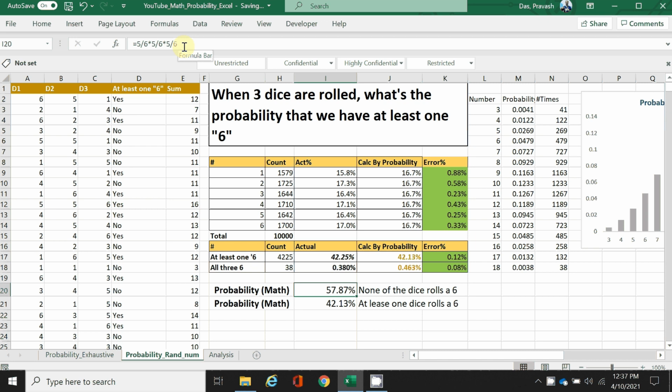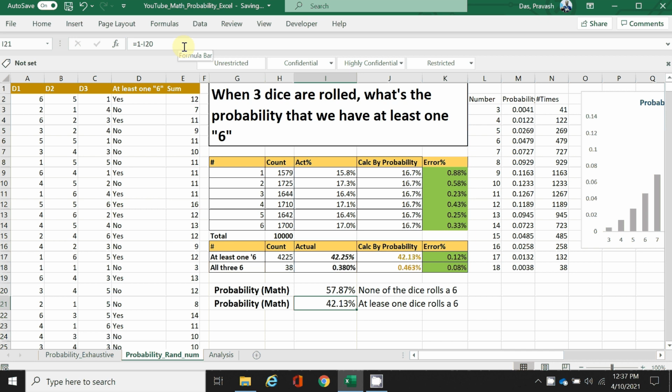Now the complement of that would be 1 minus this. So 1 minus 57.87% will be 42.13%. That's the answer to the question that we have: at least one die that rolls a 6, right?